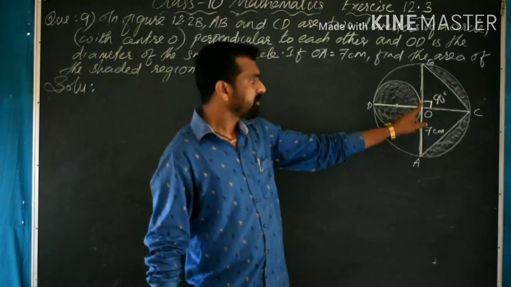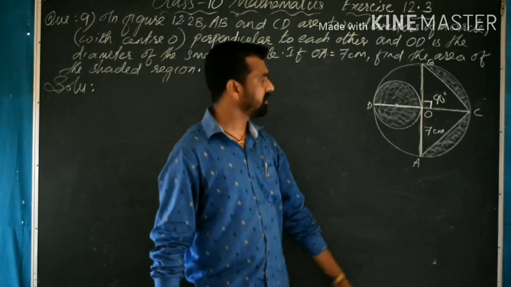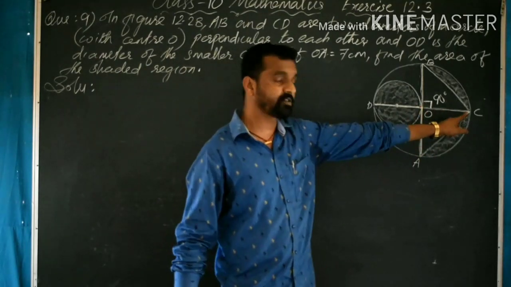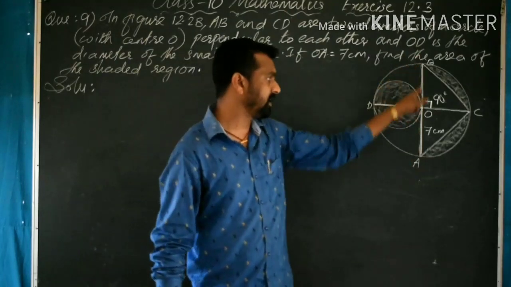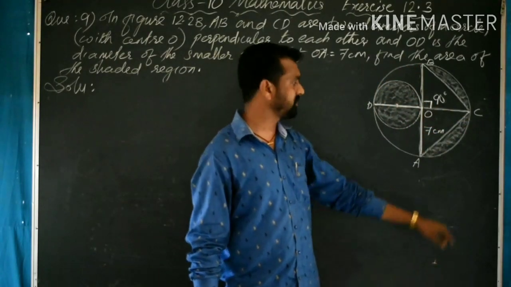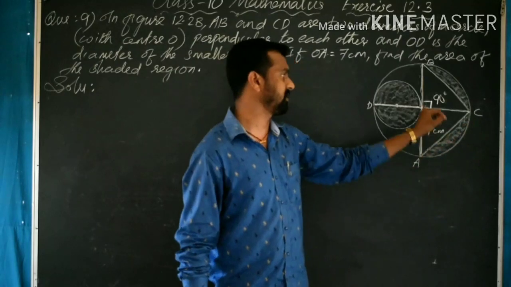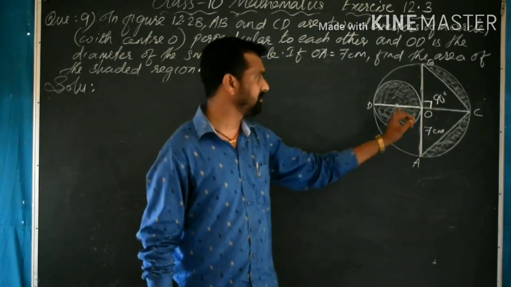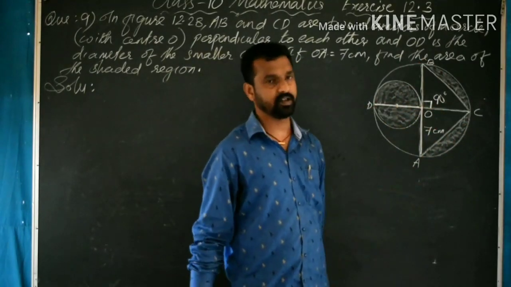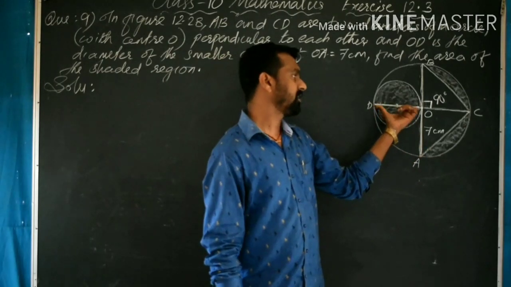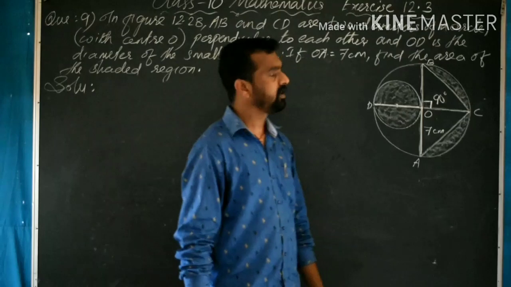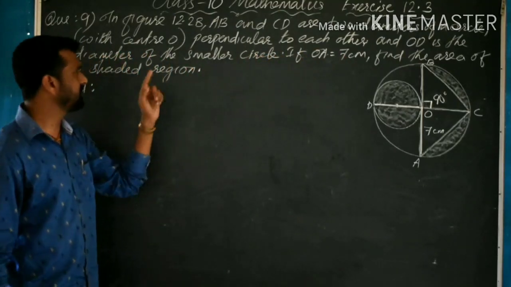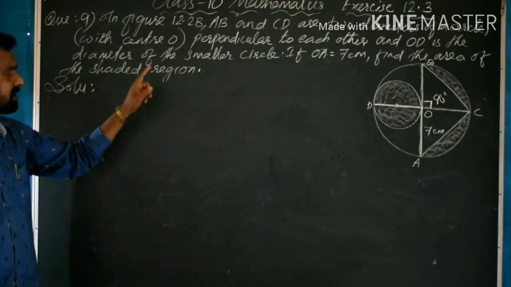So here OA is equal to 7 cm. Therefore OC is equal to 7 cm will come, because O is the center of the circle and AB and CD are the diameters of the circle. So OC is equal to 7 cm, OB is equal to 7 cm, and OD is also 7 cm. So these all are the radius of this large circle, so it will come 7 cm. We want to find out the area of the shaded region.